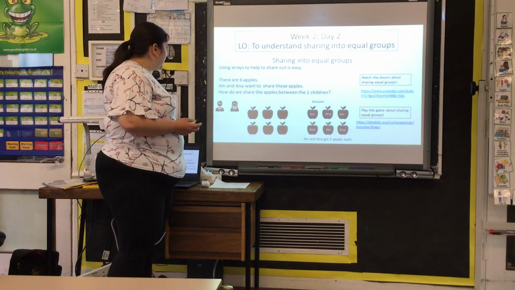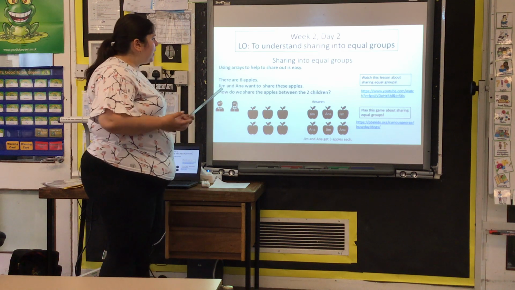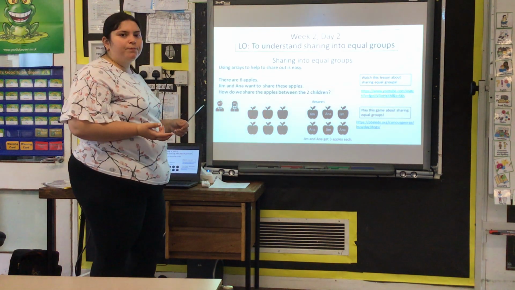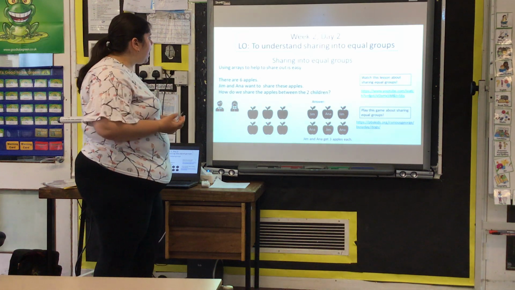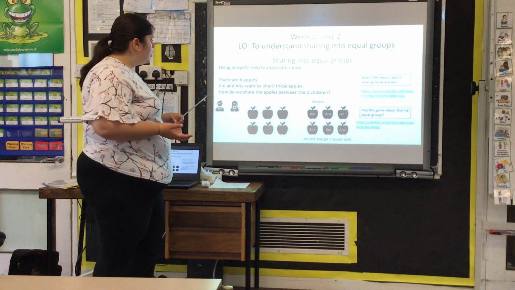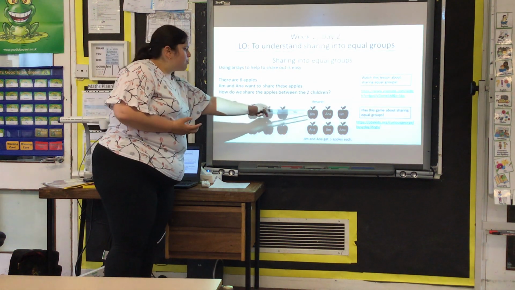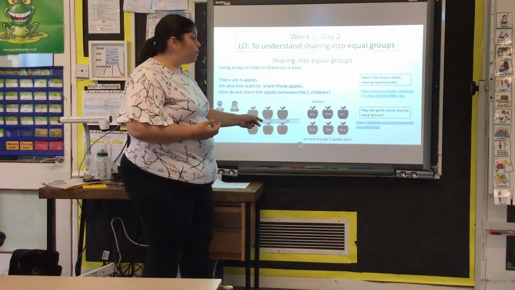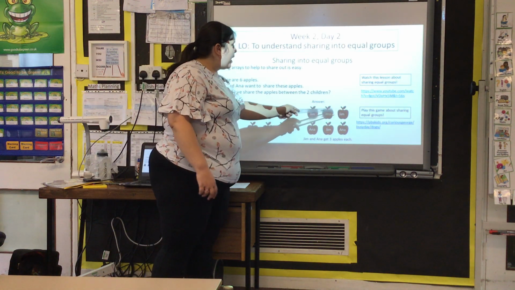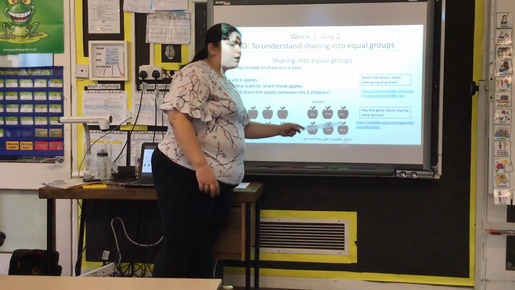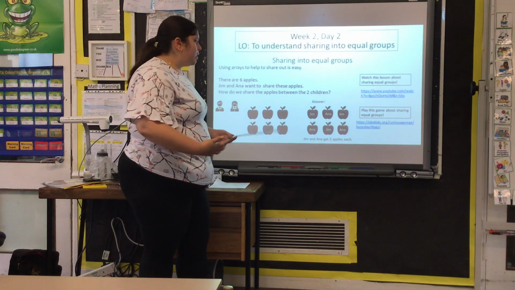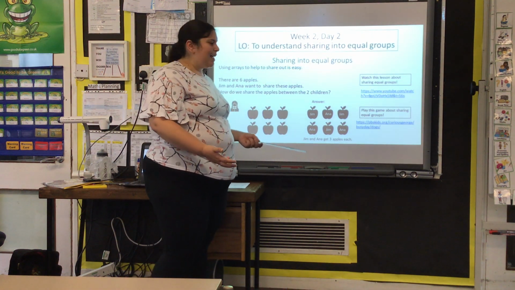We've got 6 apples here, so we've got Jim and Anna, and they would like to share the apples. Okay, so how do we share the apples between the 2 children? Well, we can put their names on it. So if we have a look here, we've got Jim, then Anna, then Jim, Anna, Jim, Anna. So they put their names on them to make sure that they know how many they get each.